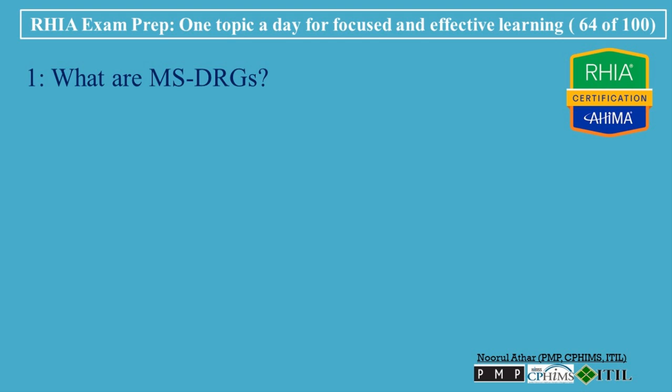1. What are MS-DRGs? So, what exactly are Medicare Severity Diagnosis-Related Groups, or MS-DRGs? MS-DRGs are a classification system used by the Centers for Medicare and Medicaid Services, CMS, to determine how hospitals are reimbursed for inpatient stays under the Inpatient Prospective Payment System, IPPS. The system groups patients based on their primary diagnosis, secondary diagnoses, procedures performed, age, gender, and discharge status.